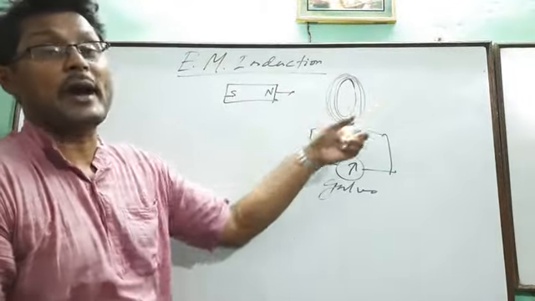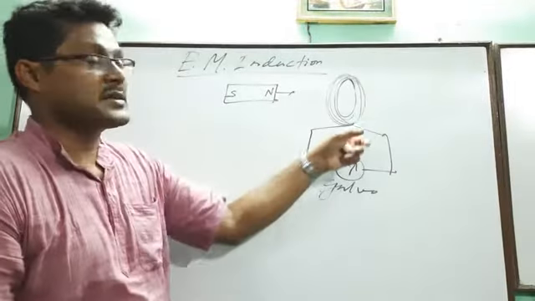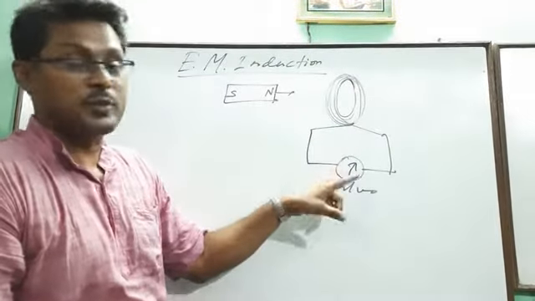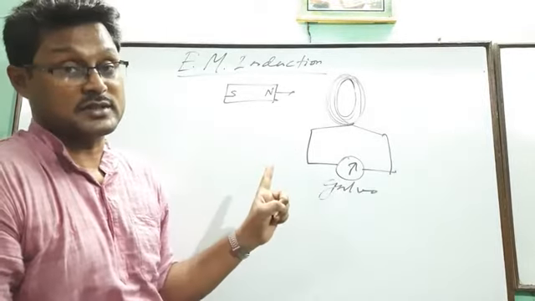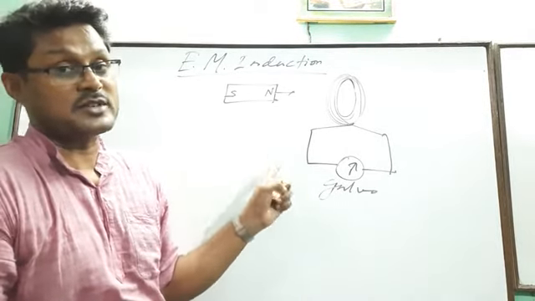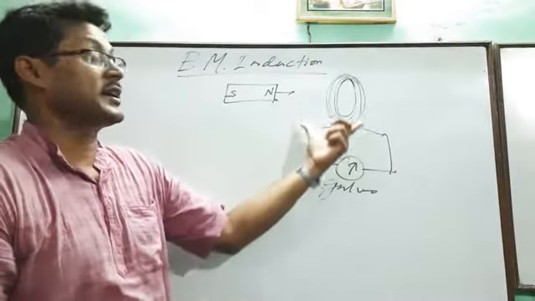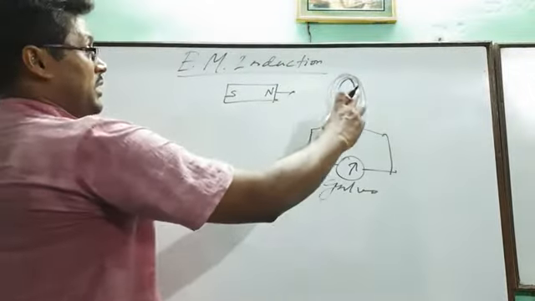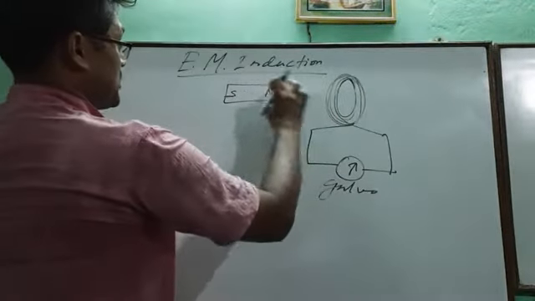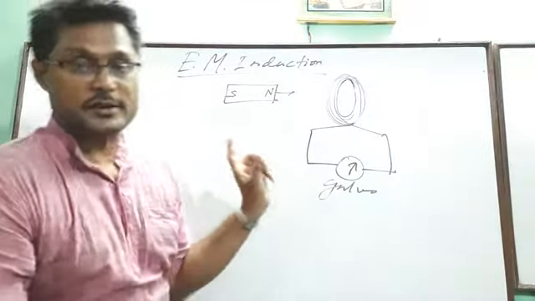Here no battery is inserted, yet the galvanometer is deflecting. Deflection in the galvanometer means current is present. So where is the current source? I have not inserted any battery here. So we find that whenever any relative motion is established between the coil and the magnet, deflection is produced.